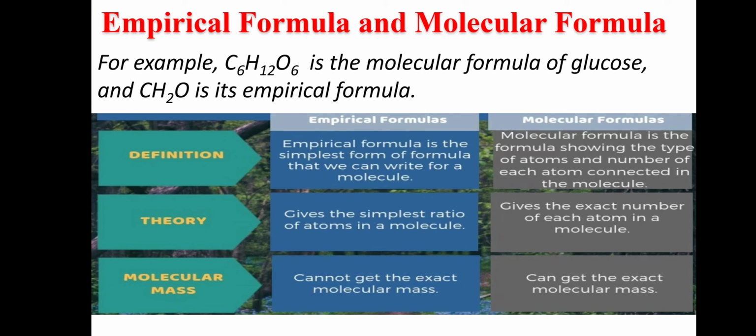So according to the theory, the empirical formula gives the simplest ratio of atoms in a molecule, but the molecular formula gives the exact number of each atom in a molecule. If you are going to calculate the molecular mass, you cannot calculate it easily from the empirical formula, but you can get the exact molecular mass if you know the molecular formula for the compound.